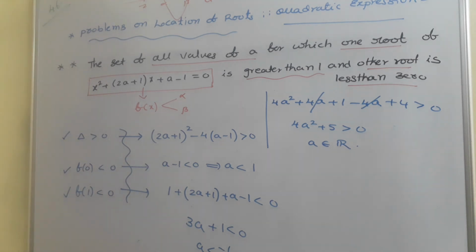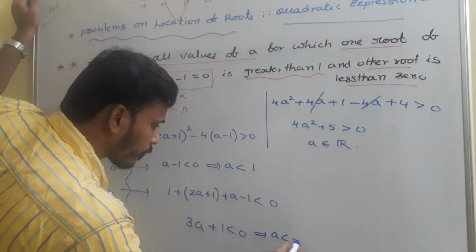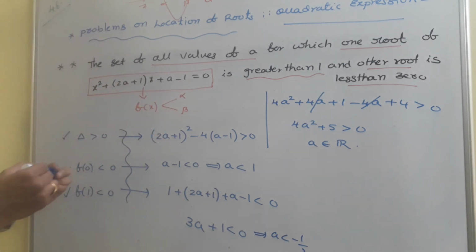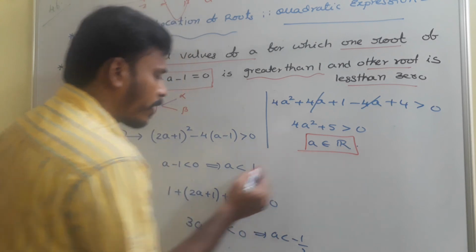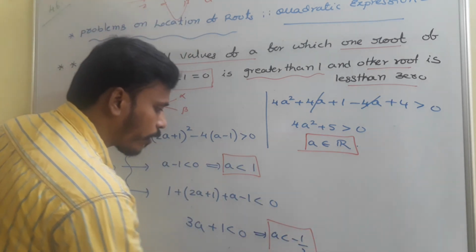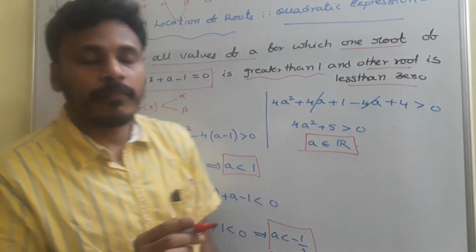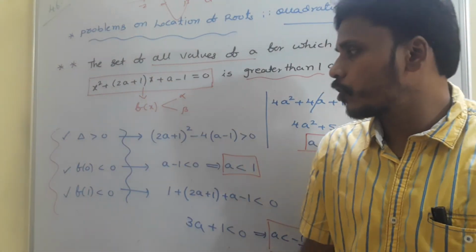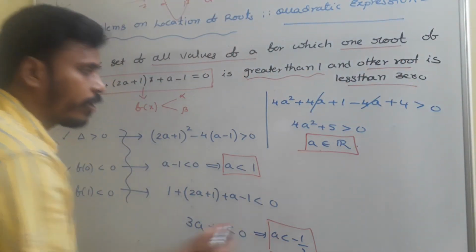Just have a look. At the end, from these three restrictions, I have three answers. What are those three answers? One case, a belongs to all real numbers. Other case, a less than 1. Third case, a less than minus 1 by 3. All these three together should happen. We need to find a solution which is common for these three conditions.